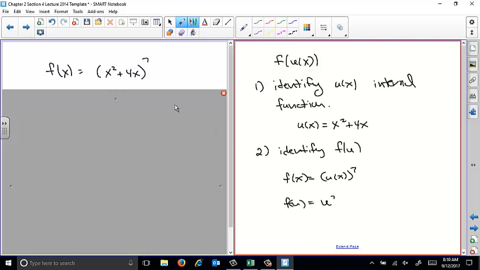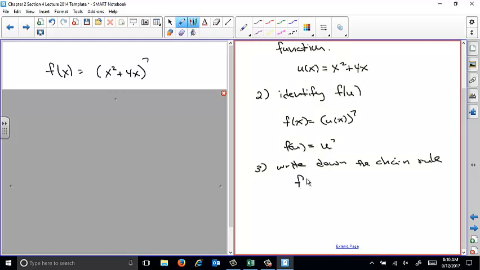Now the chain rule, so step 3 is write down the chain rule. It says that f prime of x equals f prime of u times u prime of x. So what I'm going to do is take the derivative of this function with respect to u, and I'm going to multiply that by the derivative of the internal function with respect to x. So I just treat this like a normal formula.